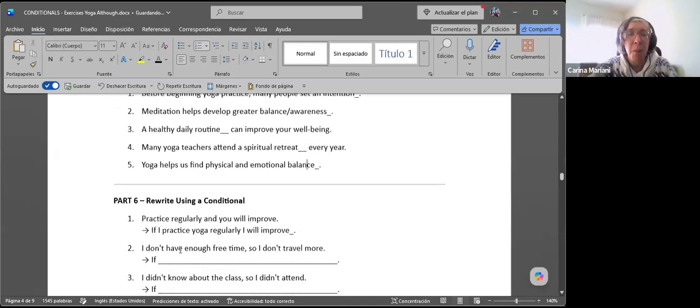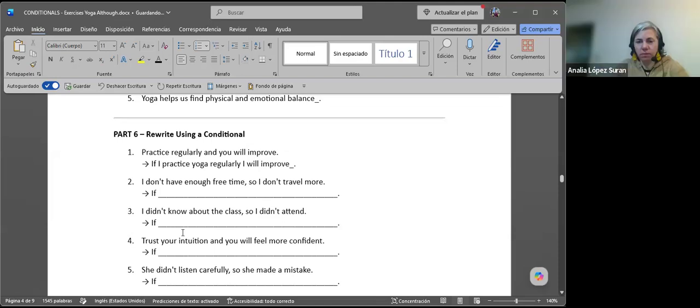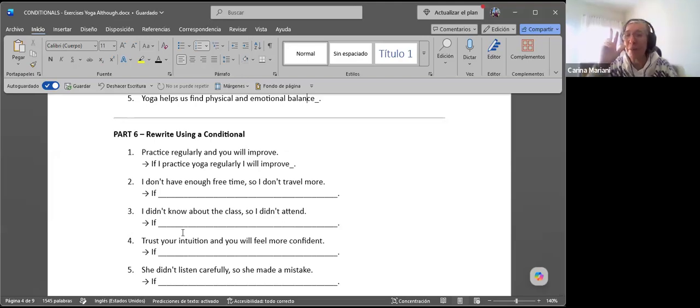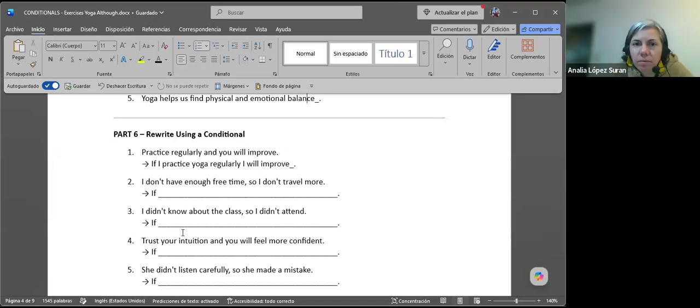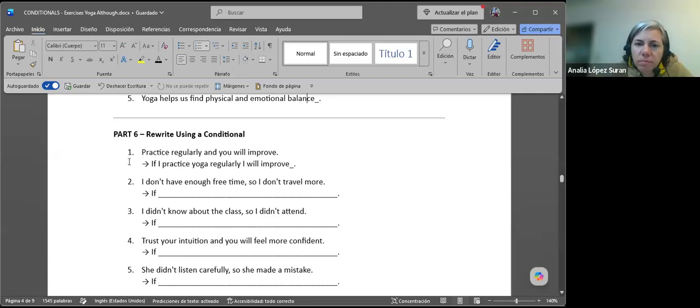Okay, well, and now we can do a couple of these conditional exercises to practice a bit. You remember that we have three types of conditionals. In the first one, we use present and future. In the second, we use past and would. And in the third, we use had plus the past perfect plus would have. Okay.